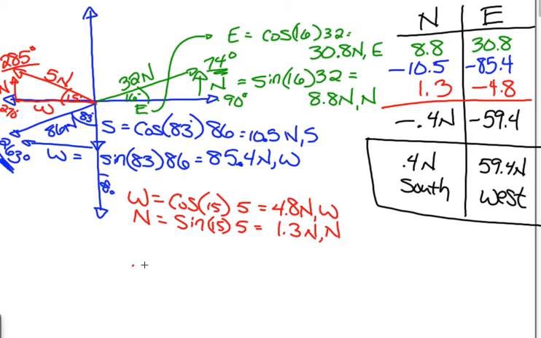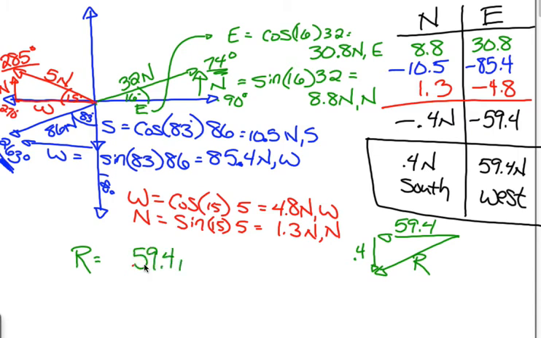Since the west is bigger, we're going to go west first. So I'm going to draw west, and that's going to be 59.4. And then I'm going to go south, and that's going to be just 0.4. And so I'm going to look for my R. And again, how do we find our R? That's Pythagorean theorem. So we're going to have 59.4 squared plus 0.4 squared equals, and we have to square root that. I don't have a noise for that. 59.4 newtons.